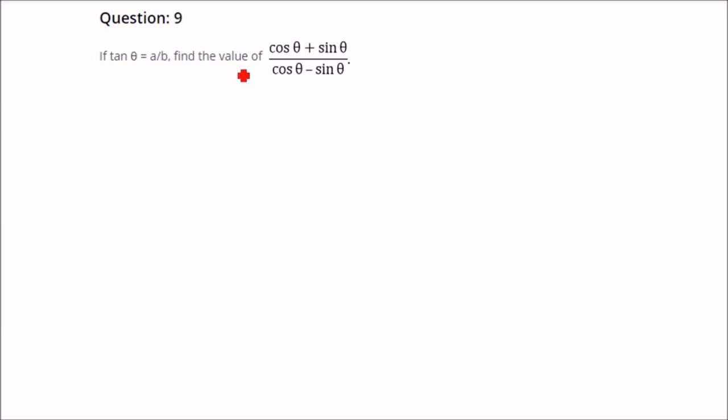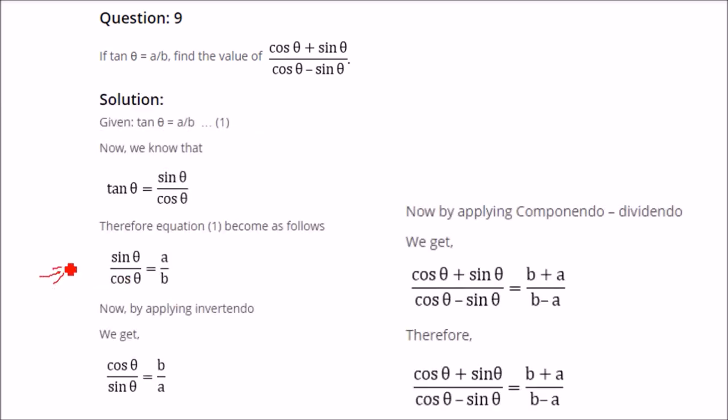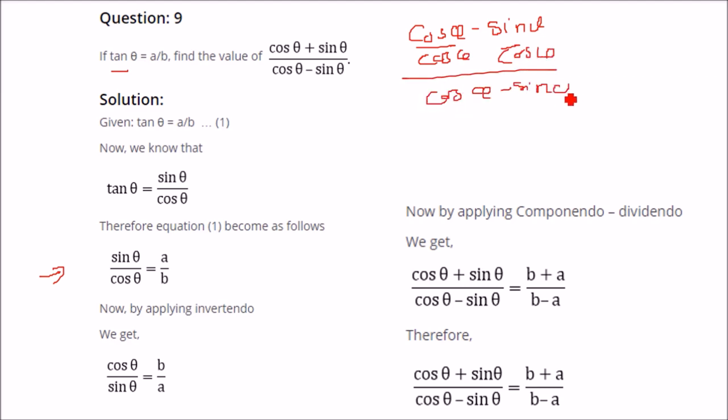If tan theta is A by B, find the value of cos theta plus sin theta by cos theta minus sin theta. So this is one solution in front of you, and I'll give you another solution. Just divide the numerator and denominator by sin theta or cos theta. Because we need tan theta, just divide numerator and denominator by cos theta. So what do you get? Cos theta plus sin theta by cos theta, and denominator cos theta minus sin theta, again we are dividing whole by cos theta. This is 1. This will be tan theta.